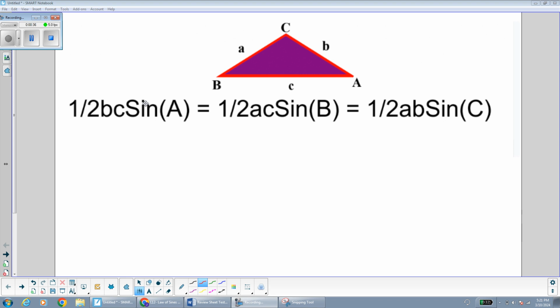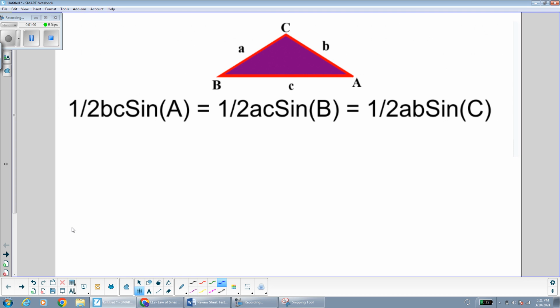So all three of these expressions here are equivalent ways of finding the area of this triangle. These are all the area of the triangle formula, because remember, to find the area of a triangle, you just need any two sides next to each other and the sine of the angle in between. It doesn't specifically matter which of the two sides those are.